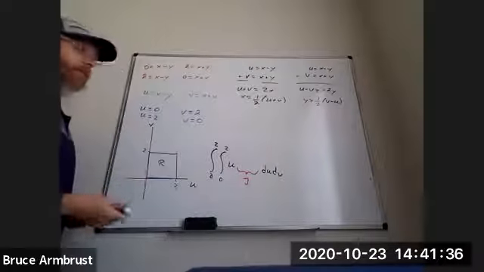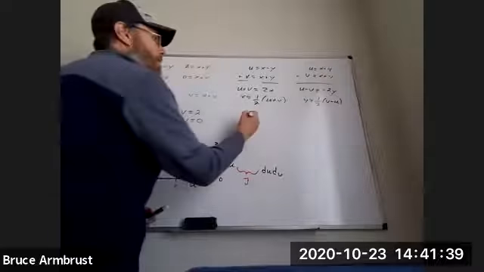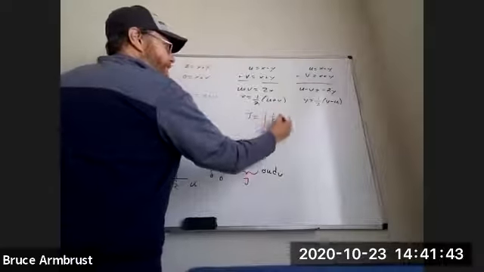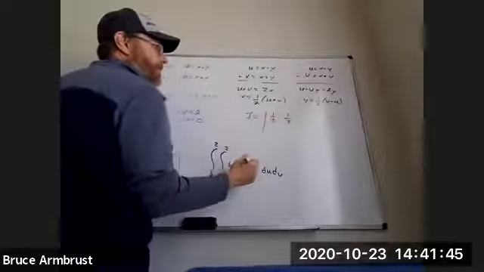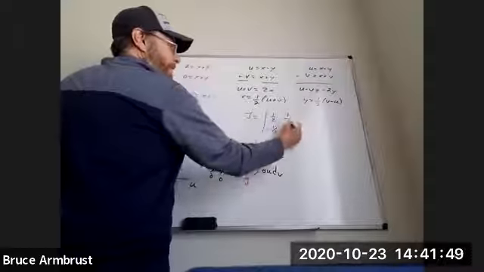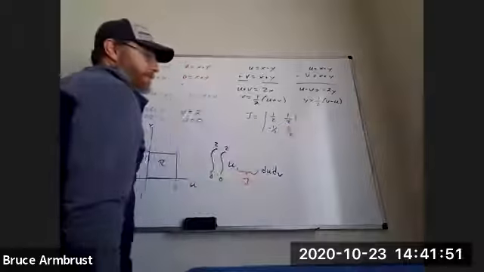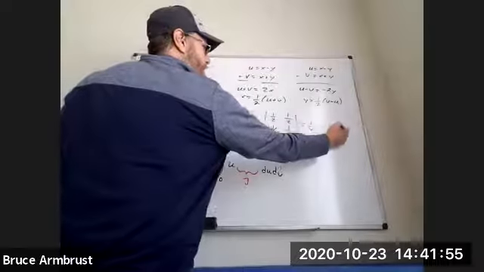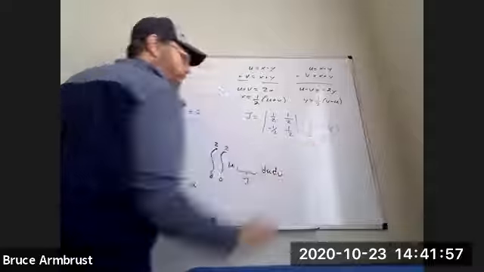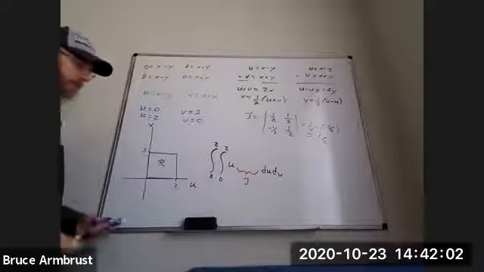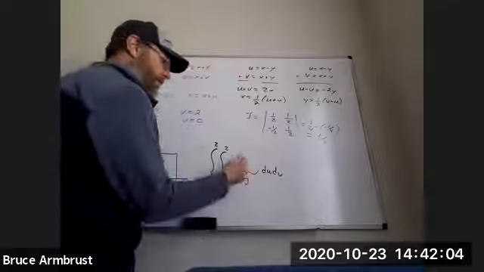But now I can form my Jacobian. So dx/du is 1/2. dx/dv is 1/2. dy/du is minus 1/2. dy/dv is plus 1/2. So that gives us 1/4 minus a negative 1/4, which is 1/2. All right, well, there's our Jacobian.